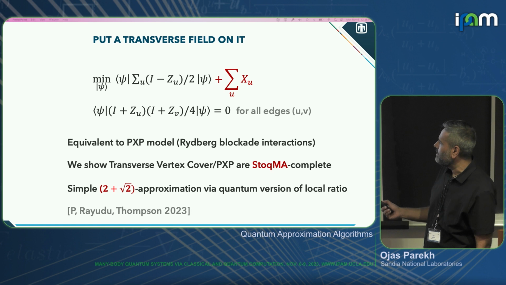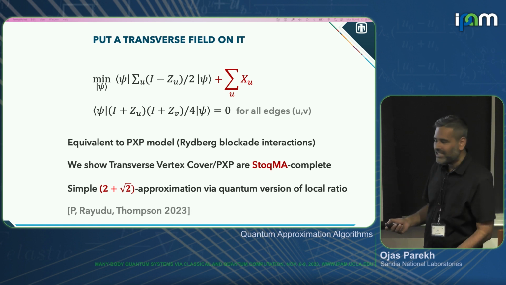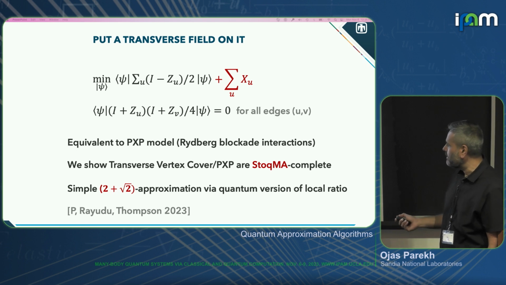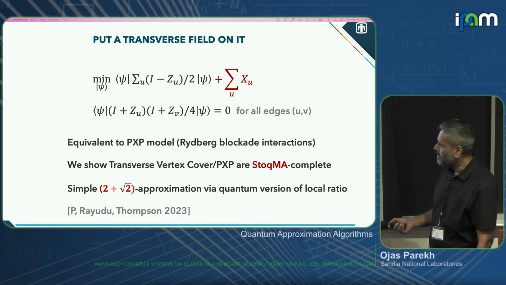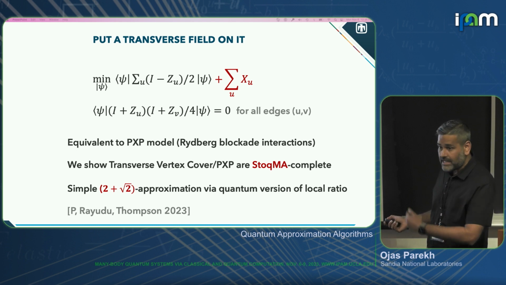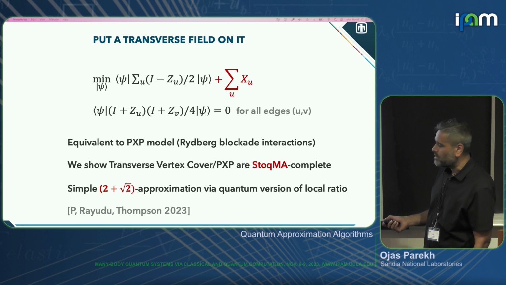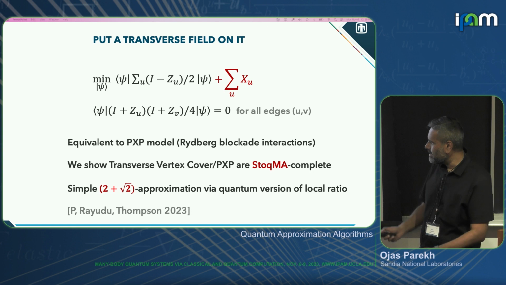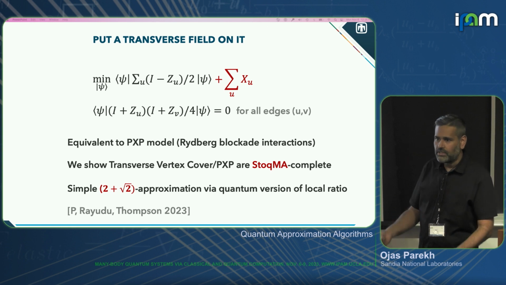You can think of it as, again, we want a distribution over diverse vertex covers, and we had no clue what the PXP model was, but after we came up with this, we realized that this is actually equivalent to the PXP model that comes up in understanding Rydberg blockade interactions. And we show that both of these problems are actually stochastic MA complete. But what's more interesting is that, just like I said before, there's a way to get an approximation for this problem without solving any kind of optimization problem. It's a very simple combinatorial algorithm.